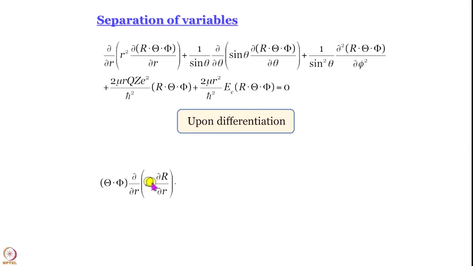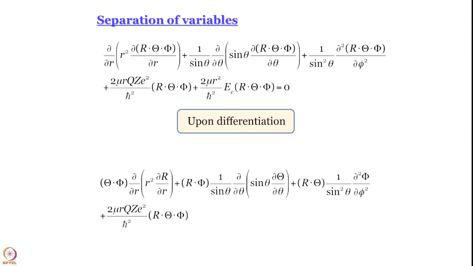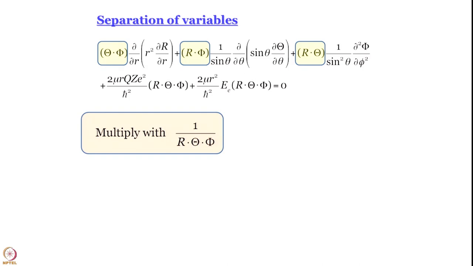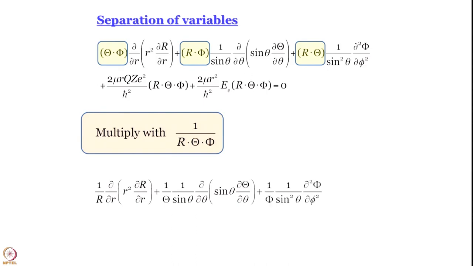When you differentiate with respect to r, capital Theta and capital Phi are not functions of r. So, they come out and you are left with del capital R, del r only. Similarly, these functions come out and now this is what you get. How do you get the terms together? Just multiply with 1 by capital R, capital Theta, capital Phi, like what you have done for rigid rotor. And then you get on the left hand side 1 by capital R del r operating on r square del capital R del r plus 1 by capital Theta into 1 by sin theta del del theta operating on sin theta del capital Theta del theta plus 1 by capital Phi 1 by sin square theta del 2 capital Phi del phi 2 plus 2 mu r q z square by h cross square plus 2 mu r square by h cross square E equal to 0. E means electronic energy.